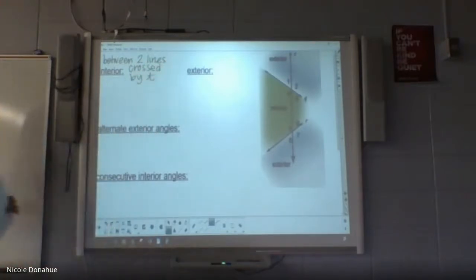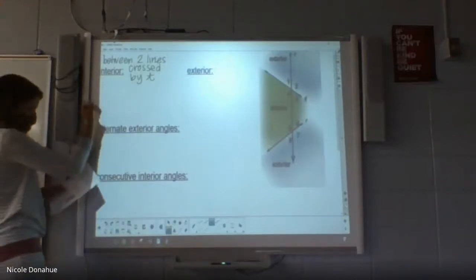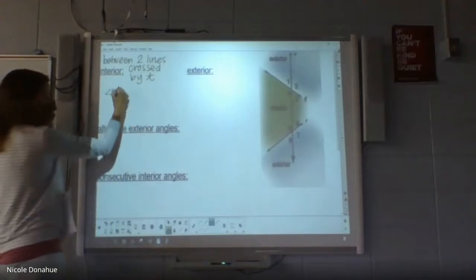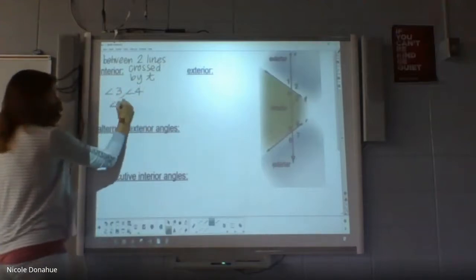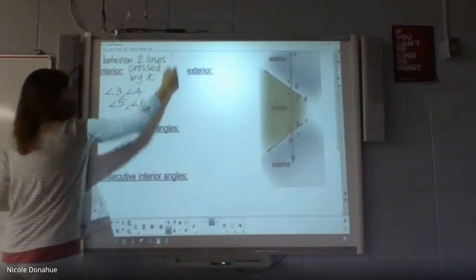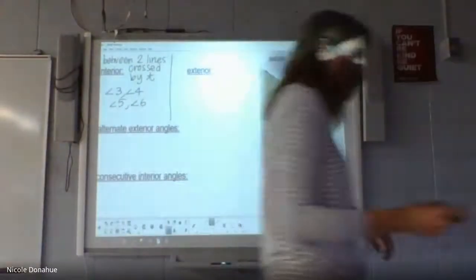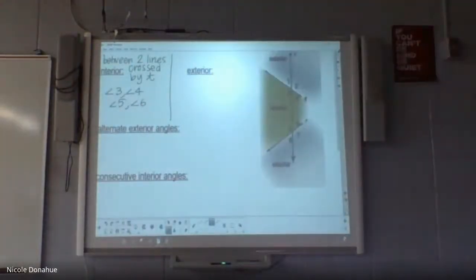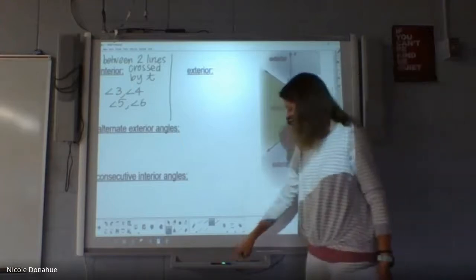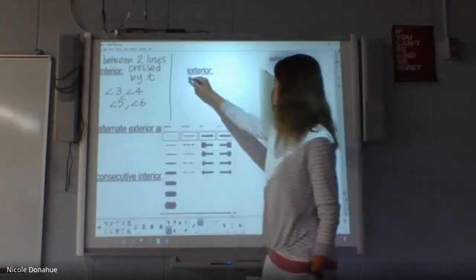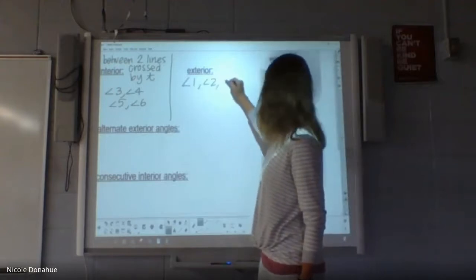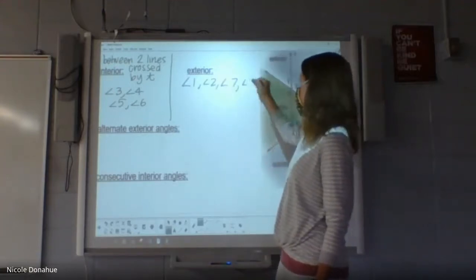So the interior is between the two lines crossed by T. Those would be all the angles on the interior. So 3, 4, 5, and 6 are the interior angles. That's not going to seem important at all right now, but getting this idea down is going to be really useful to move forward. Then the exterior, obviously the ones on the outside. So 1, 2, 7, and 8.